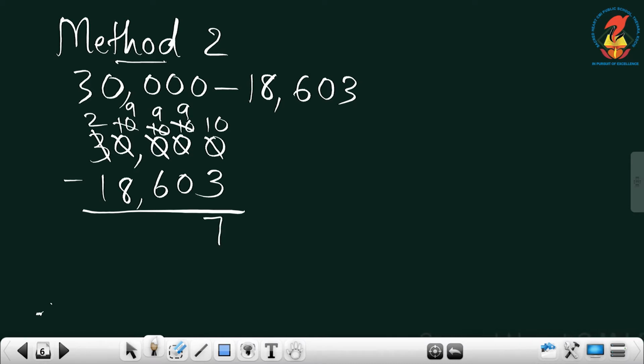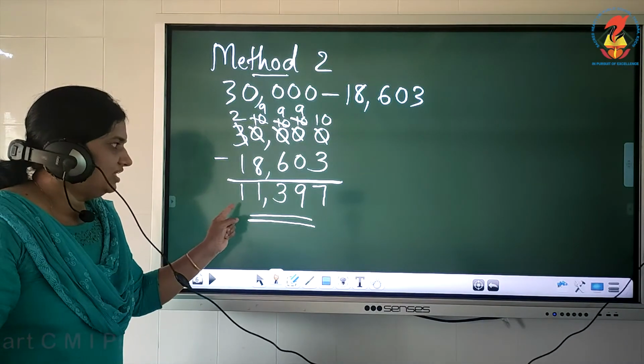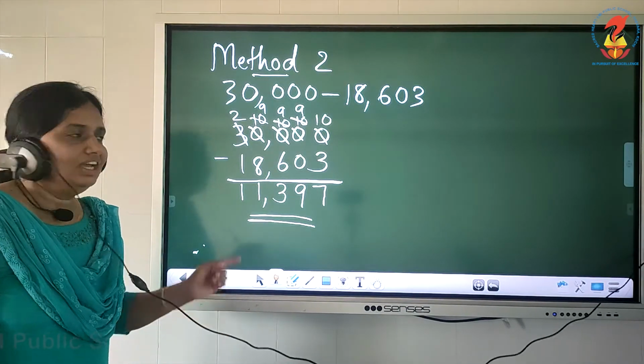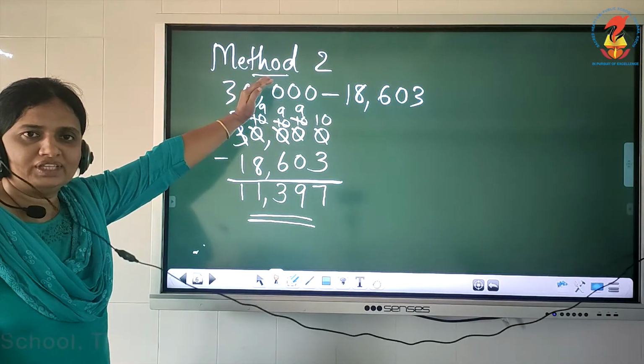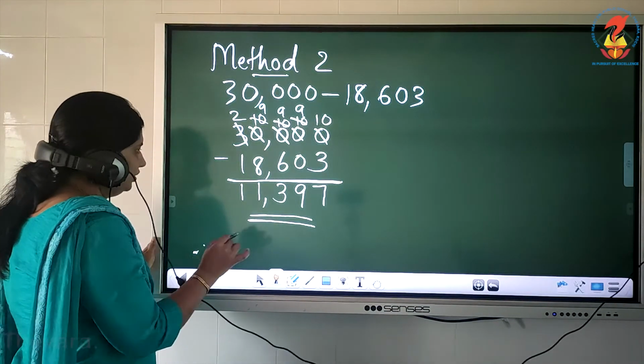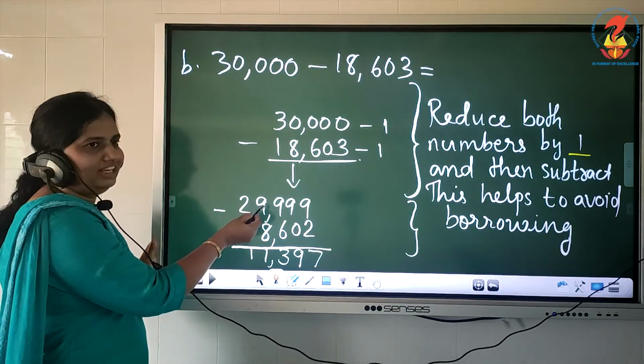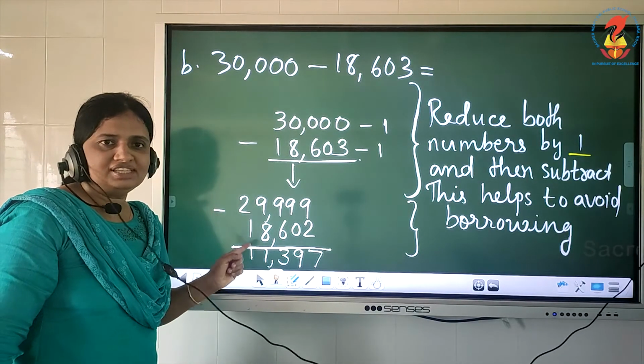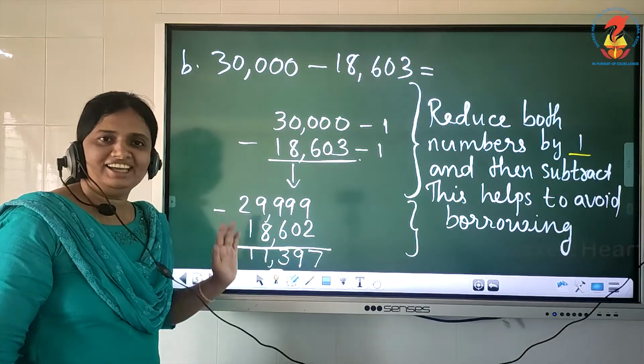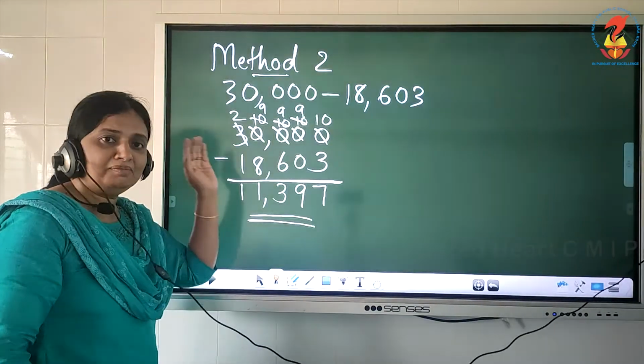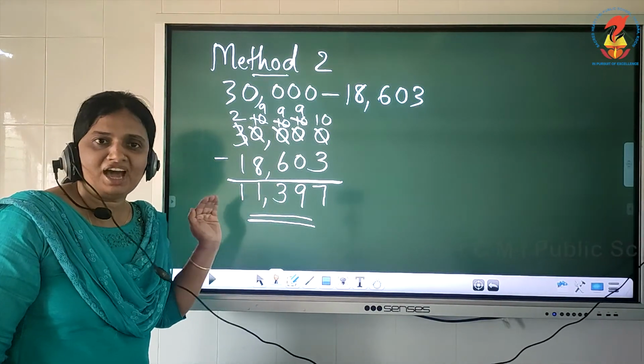Then 9 minus 0, 9. 9 minus 6, 3. And 9 minus 8, 1. 2 minus 1, 1. 11,397. Which answer did I get? 11,397. And this one is method 2. Is it clear? And method 1 was what? This one, right? And in these two you got the same answer, right? 11,397. I used another method, but I got the same answer here.